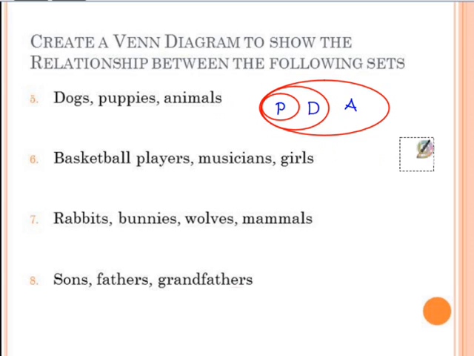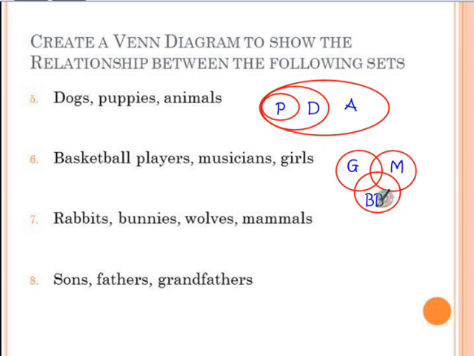Basketball players, musicians, and girls, I got this. Some girls are musicians and aren't basketball players. Some basketball players are girls and some are boys. And then, so we have this relationship where it could be any sort of overlap. All right.